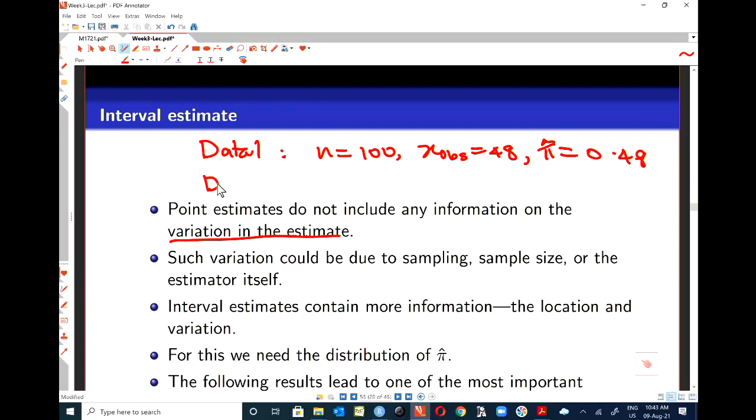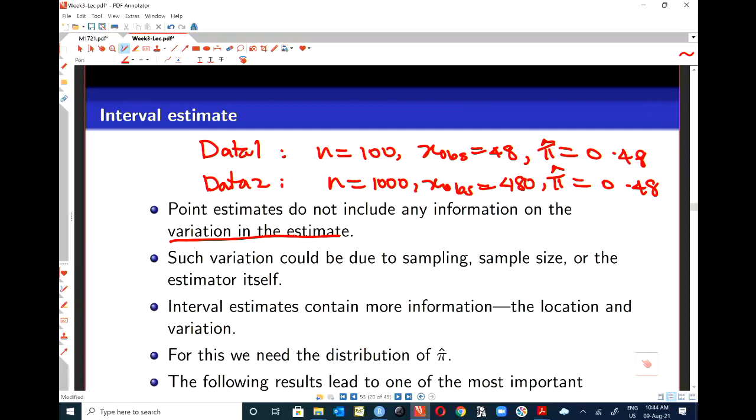If I've got another set of data here, where now I've got n of 1000, and my observed number of successes is 480, then I again get pi hat is 0.48. But these are quite different because my sample size in the next one is larger. So I expect that to be more accurate.